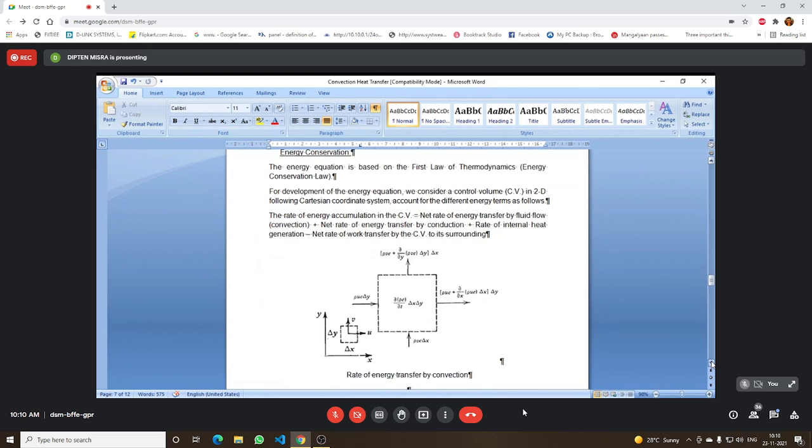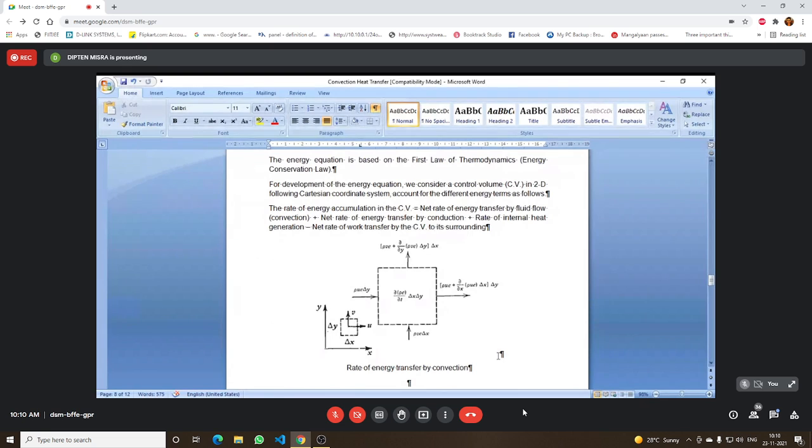Now again, here we have taken a two-dimensional control volume along x and y, and similar things will be extended for a three-dimensional case. But to make things simple, we have taken a two-dimensional case involving a control volume along the x-axis having a length delta x. The length of the control volume along y is delta y.